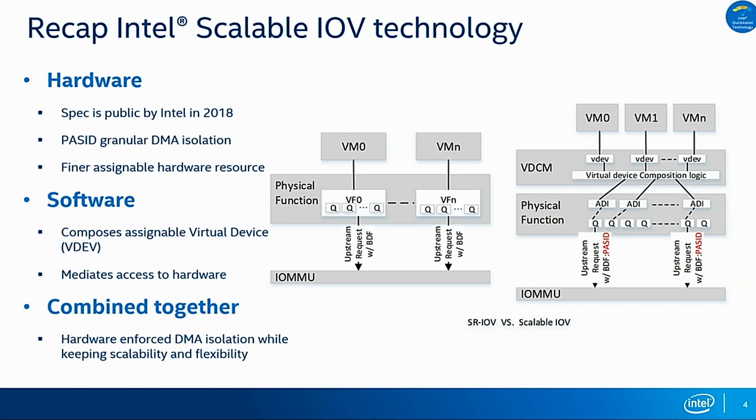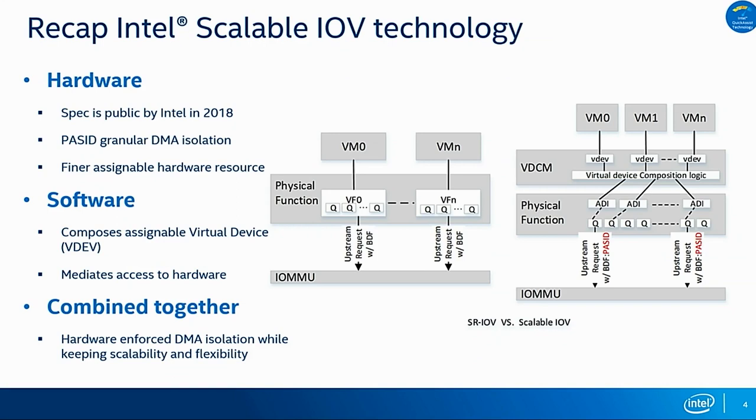Let's take a look at the diagram on the right side. It's an SR-IOV solution versus the Scalable IOV solution. In a typical SR-IOV solution, as a virtual function is a PCI device, we can pass through this device to the guest directly. But in Scalable IOV, we introduce a software module, the virtual device composition module. This module composes the virtual device on top of the minimal assignable hardware resource and assigns this device to the guest.